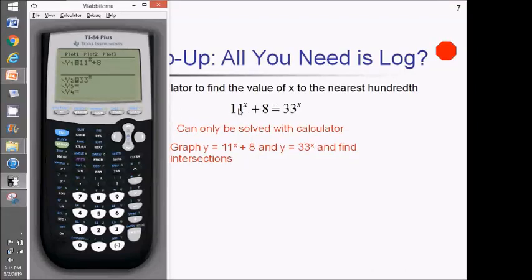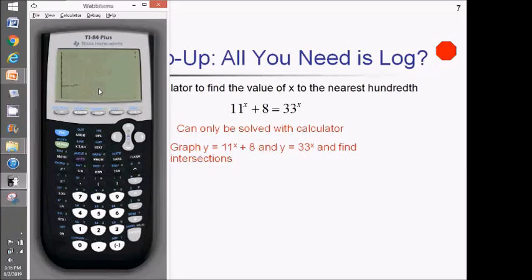So the left side is actually bigger than the right side at x equals 0. But now at x equals 1, you've got 19 over here and 33 over here. So by the time you go from 0 to 1 for the x values, the right side has already overtaken the left side. That tells us that x equals a number between 0 and 1. So to take advantage of that, we can go to Window, and I can make my x min 0 and my x max 1. And now if I go to Zoom and go down to 0, Zoom Fit, it'll give me the perfect window for these two functions between x equals 0 and x equals 1.